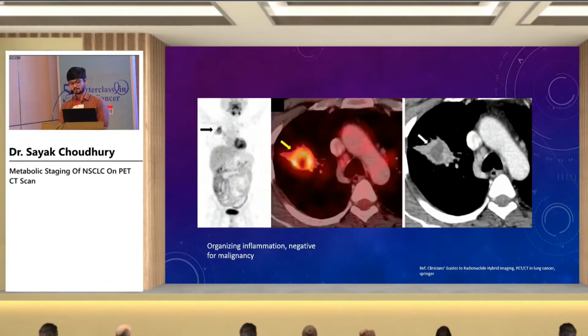So as we know, FDG uptake is not very specific. So this is a very fine example. This was a patient being evaluated for SPN.